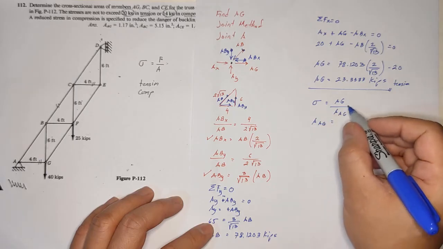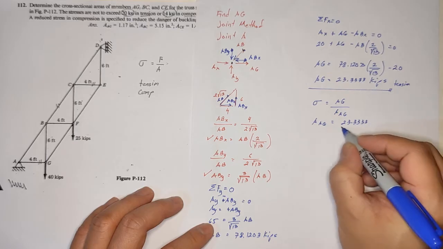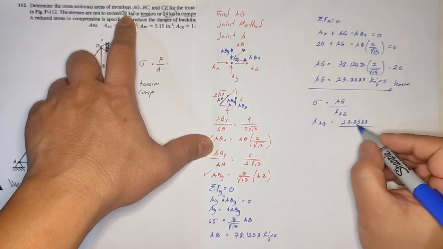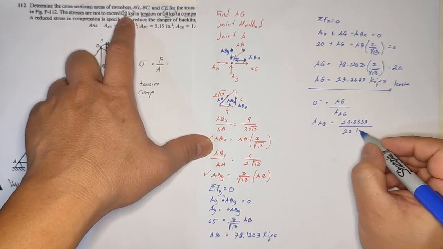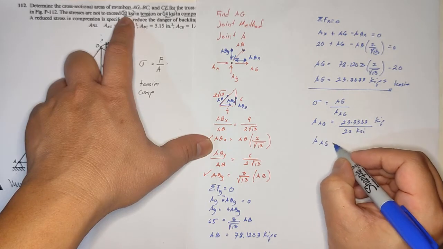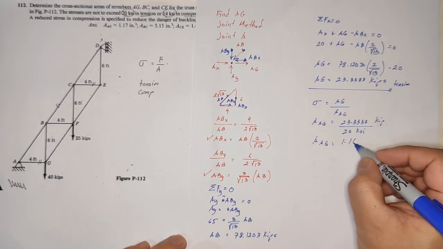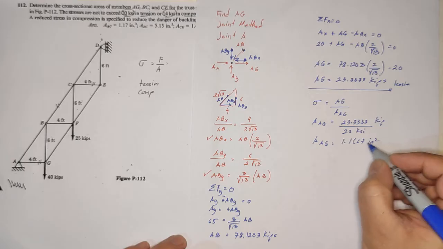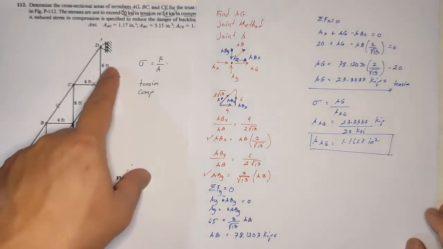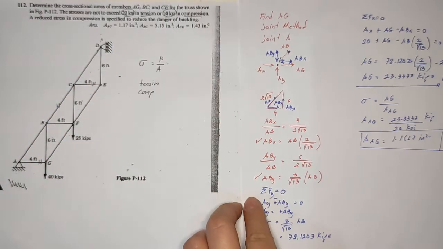Okay. So you have AG, that is 23.3333 divided by this one. So that is in tension. So we'll be using 20 KSI. KSI, this is kips, meaning the area AG is actually in inches squared, so 1.1667 inches squared. So that is our answer for area AG.